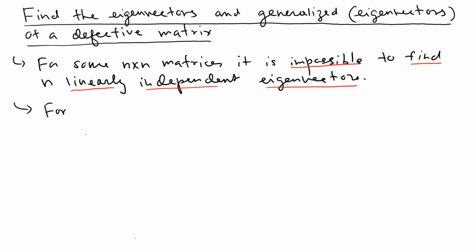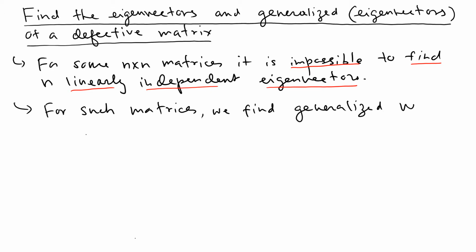For such matrices, we find generalized vectors. So let's see how we can do it in a problem, and also we can use a shortcut method.